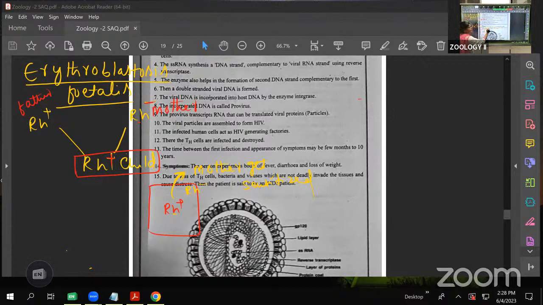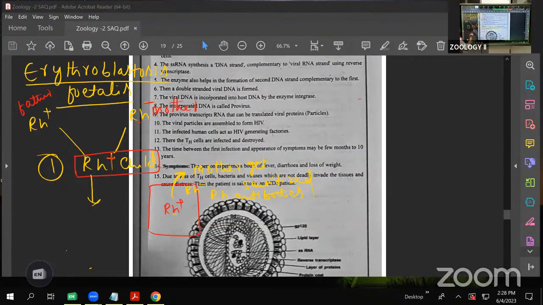When sensitized, the mother prepares the Rh antibodies for attacking purposes. Now, for example, take the first child. Normally, the mother is not able to produce the antibodies at that time. That's why the first delivery is normal.